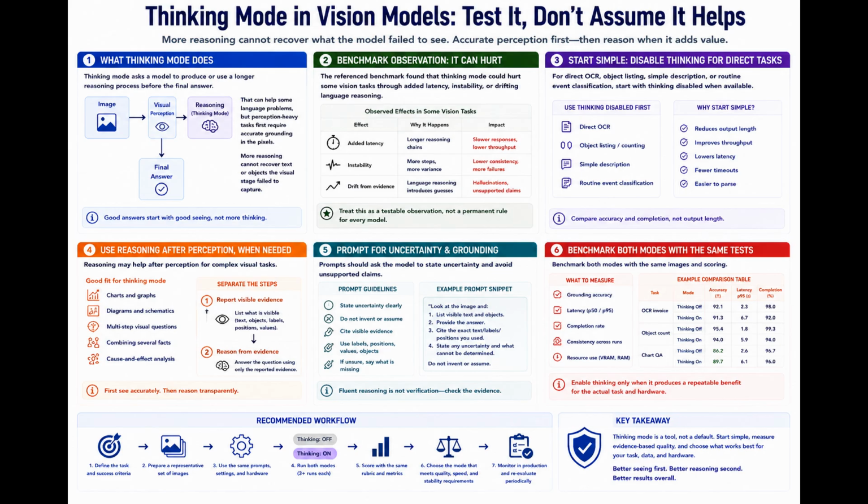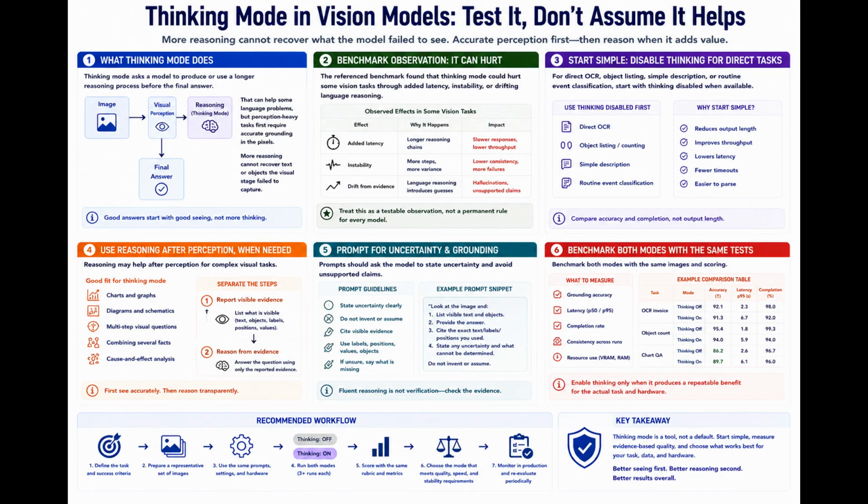Thinking mode asks a model to produce or use a longer reasoning process before the final answer. That can help some language problems, but perception-heavy tasks first require accurate grounding in the pixels. More reasoning cannot recover text or objects the visual stage failed to capture.